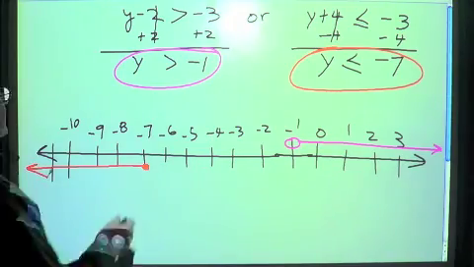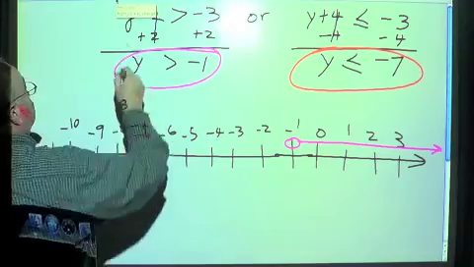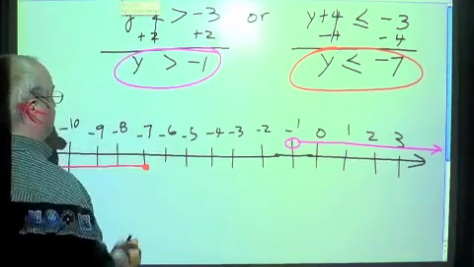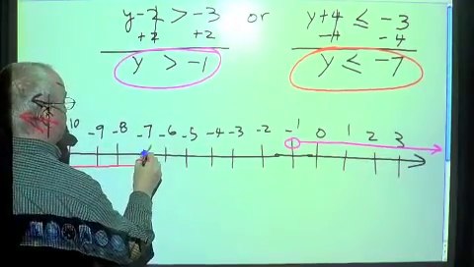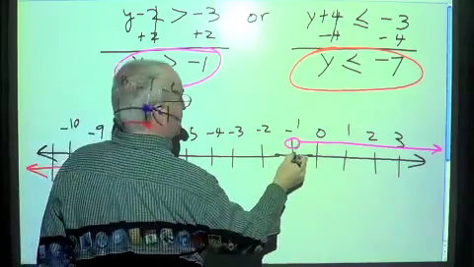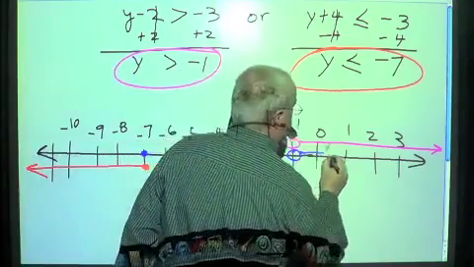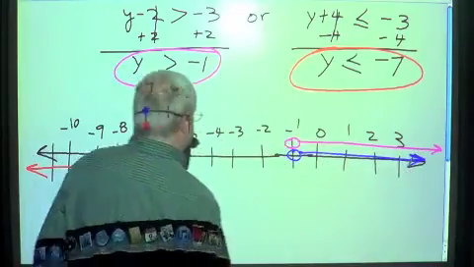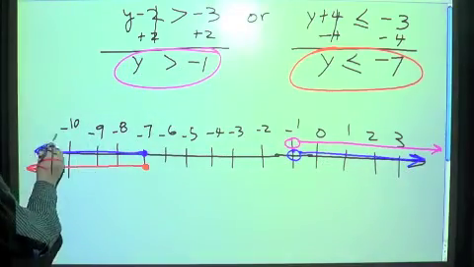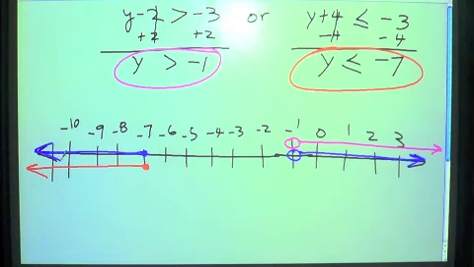What's the combination look like? Just like that. We're going to put a solid blue circle right there. We're going to put an open blue circle there. This one's headed this way, and this one's headed this way. And that's what the combination solution would look like.